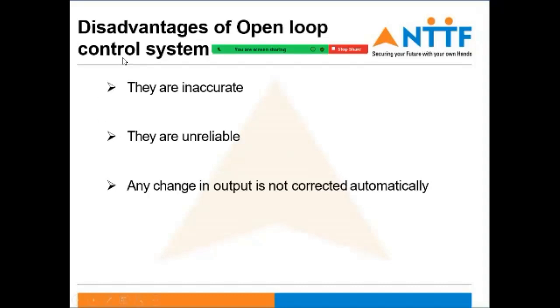They are unreliable. Accuracy is a challenge, hence they are unreliable. The output cannot be of very high precision. Any change in output is not corrected automatically. We need to manually observe and correct the system.